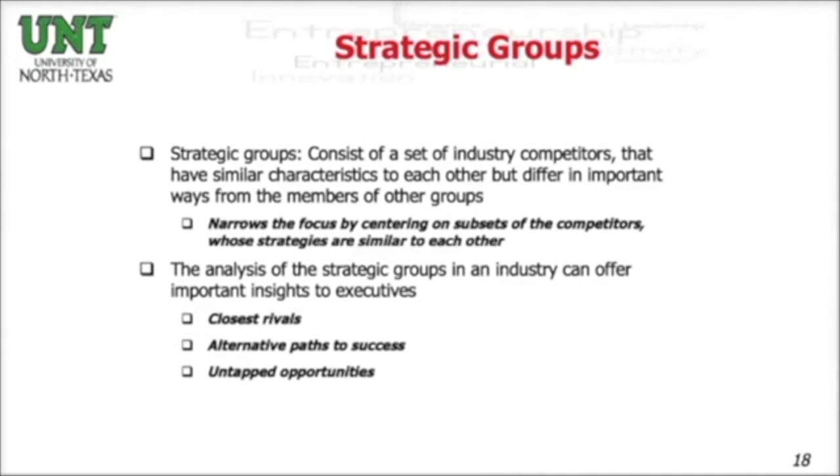Right, a very similar segment of the market. So a strategic group consists of a set of industry competitors that have similar characteristics to each other, but they do still have key differences. It narrows the focus by centering on subsets of the competitors whose strategies are similar to each other. So when you do an analysis of strategic groups in an industry, you can determine a company's closest rivals, you can determine an alternative path to become successful, and you might be able to find some untapped opportunities.